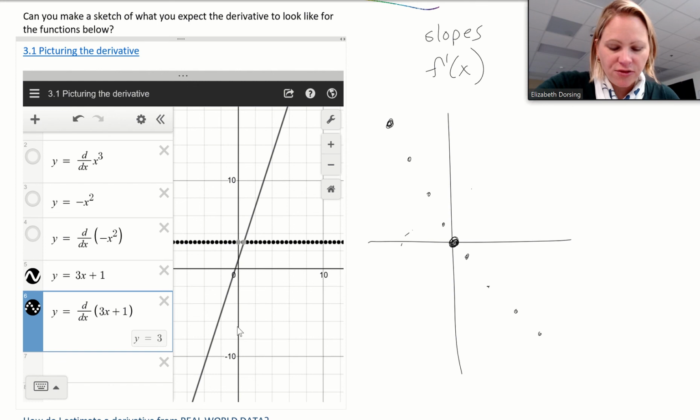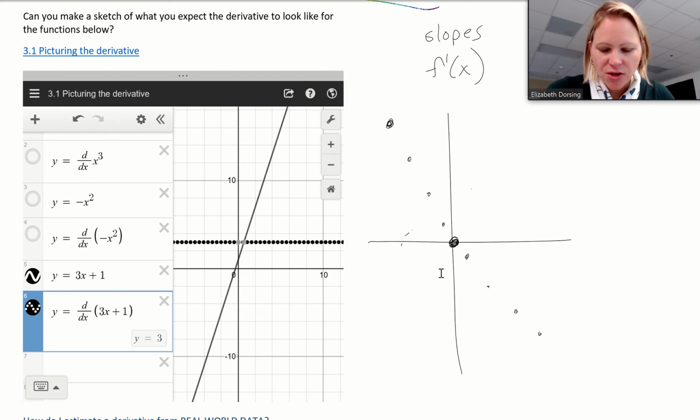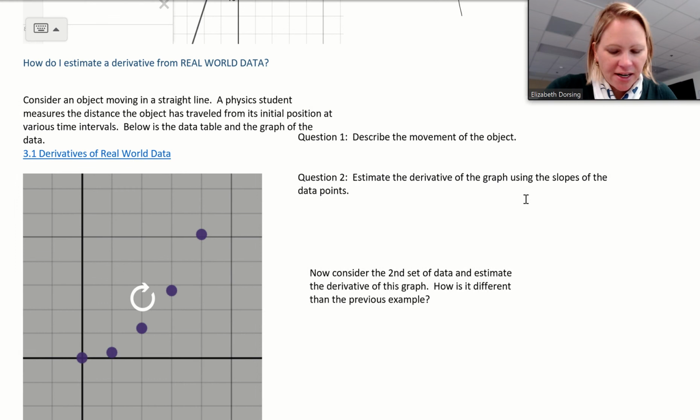So when you have a linear function that has a slope, remember the derivative describes the slope. If the slope is the same everywhere on the curve, then your derivative will be a horizontal line. It will be a constant. So that was kind of a fun little activity.